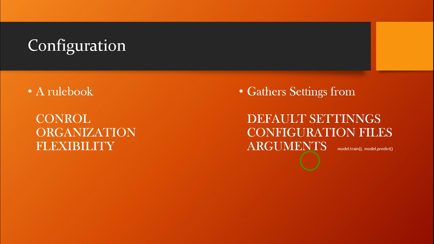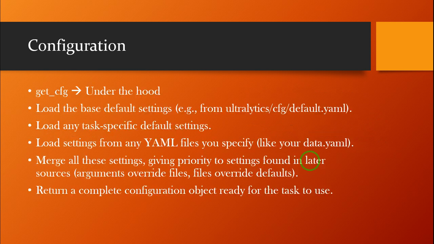Another is arguments. You can pass settings directly as arguments when you call methods, like model.train and model.predict. So we can pass arguments within these functions, and from that the configuration settings can also be accessed. Arguments provided directly override the settings from the default files or other configuration files. So the configuration system brings all these sources together.